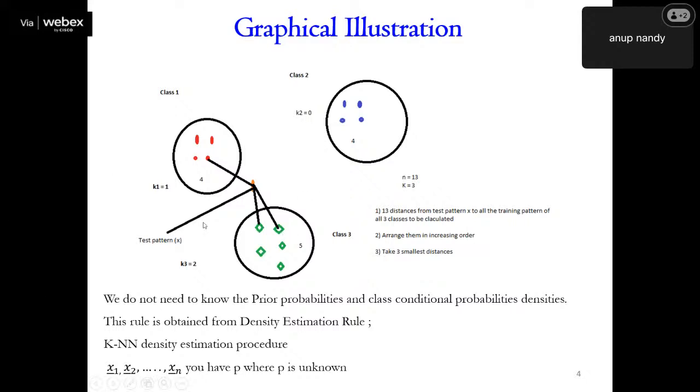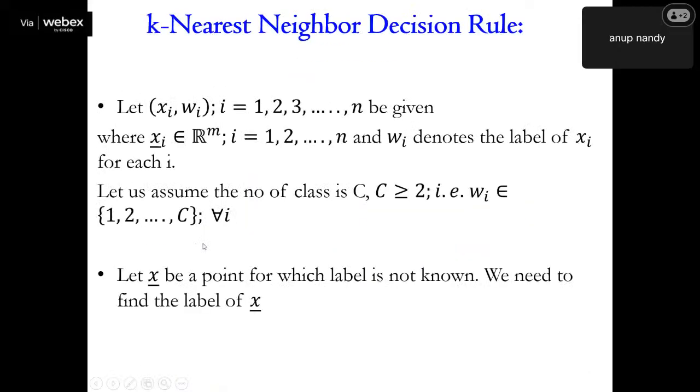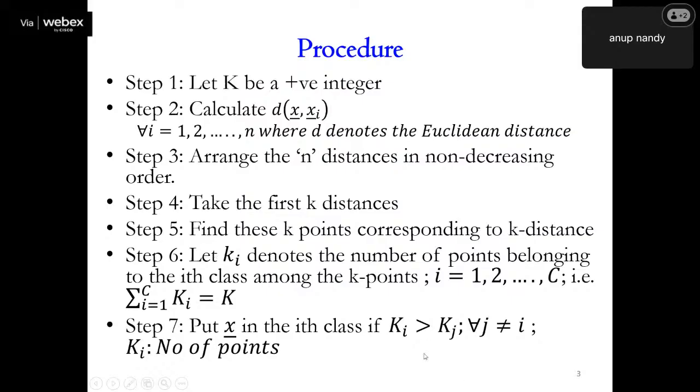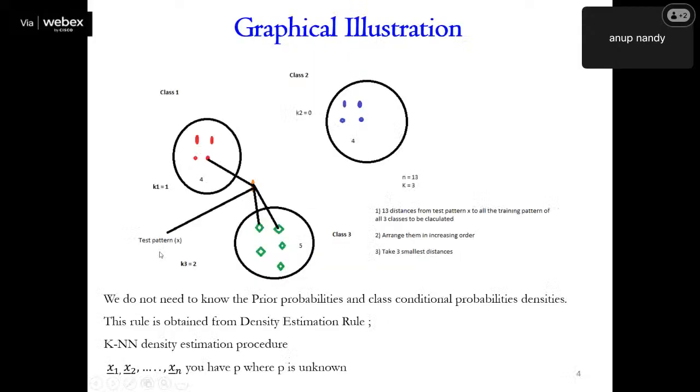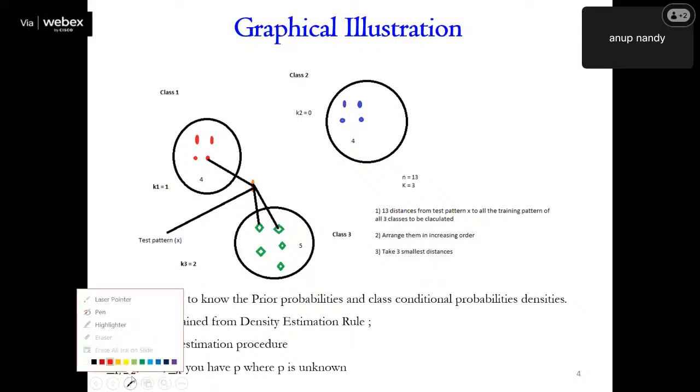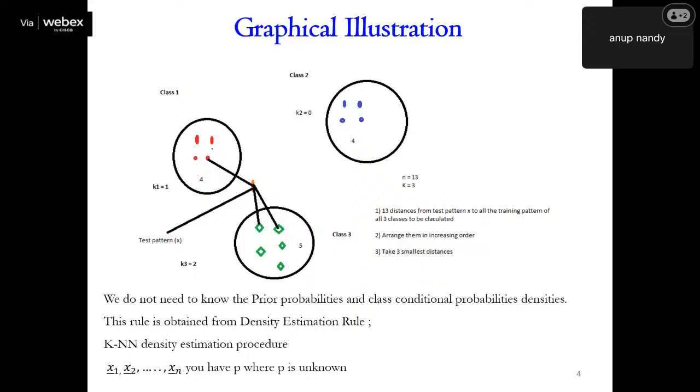Now look at this point. If ki is greater than or equal to kj, how are we going to address this situation? Suppose I have another class representative, suppose here, so this is my another class representative. Then I have k3 equal to 2 and k1 equal to 2. Both are equal, because both classes have an equal number of class representatives. Then how are we going to decide whether the test pattern belongs to class 3 or class 1?